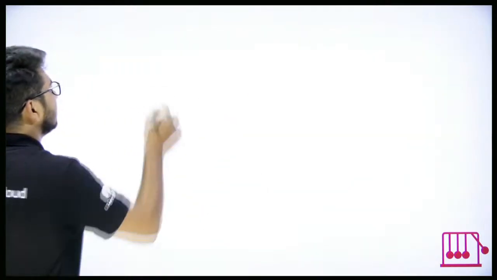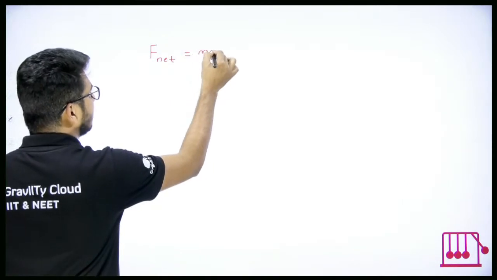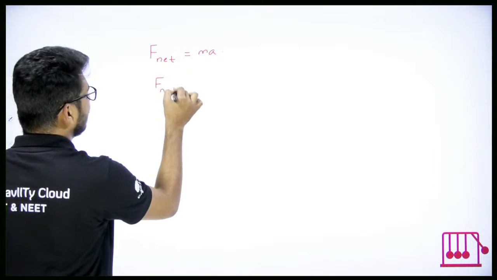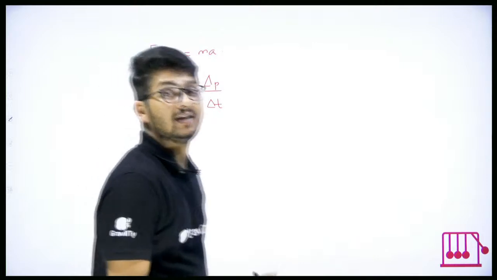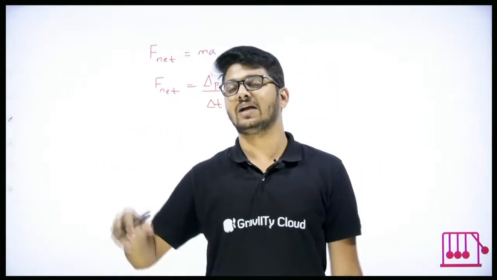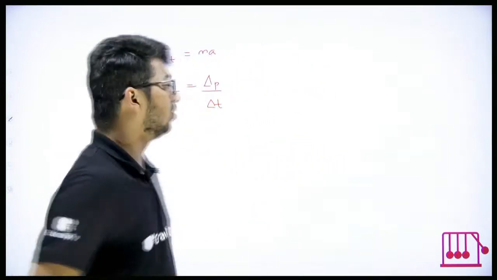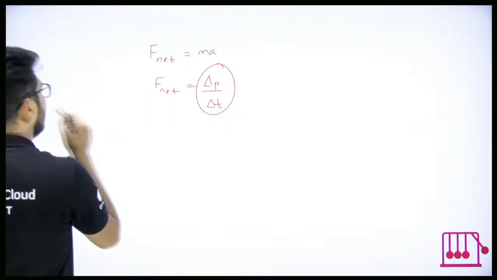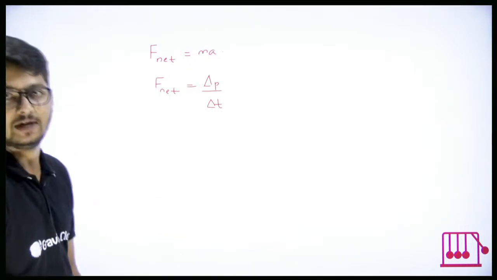Now let me show you something interesting. We know that net force is equal to mass into acceleration. But again, from Newton's second law, we can also write that net force is equal to change in momentum upon time taken. Why? Remember this, the net force acting on an object is directly proportional to the rate of change in momentum. That is the reason why we can write net force is equal to delta P by delta T.